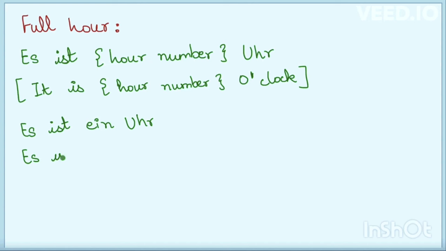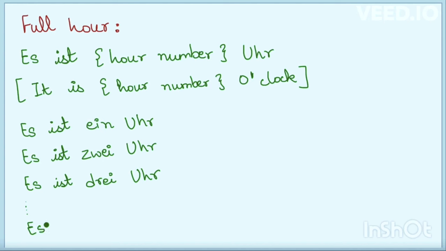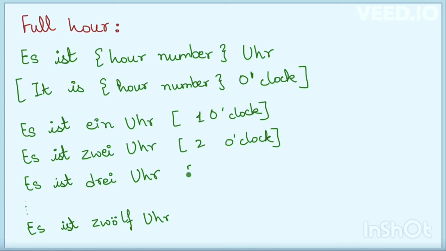Es ist 2 Uhr. Es ist 3 Uhr. Similarly, es ist 12 Uhr. This means it's 2 o'clock, 3 o'clock, and finally 12 o'clock. Es ist 1 Uhr, es ist 2 Uhr, es ist 3 Uhr, and following on, es ist 12 Uhr.